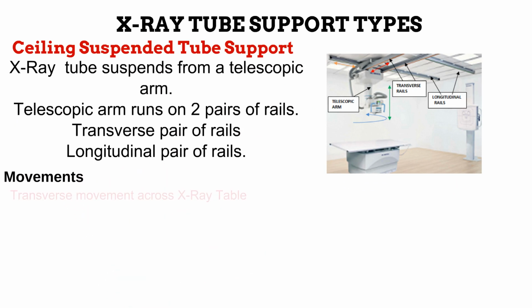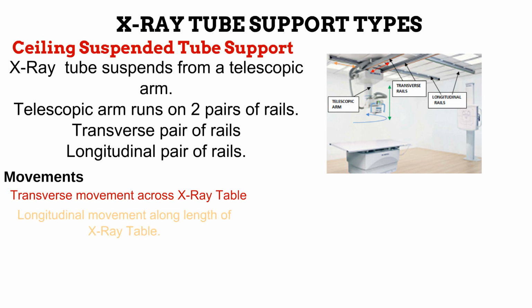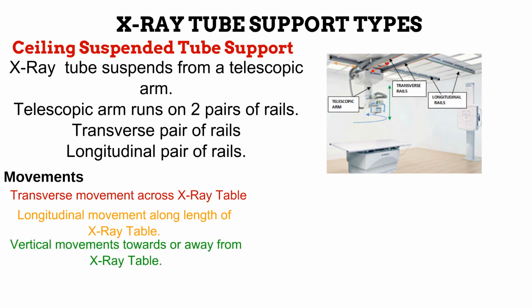The movements available to this configuration include transverse movements across the X-ray table by using the transverse rails, longitudinal movements along the length of the table by using the longitudinal rails, vertical movements towards or away from the X-ray table, and a very wide range of rotation around the telescopic arm.